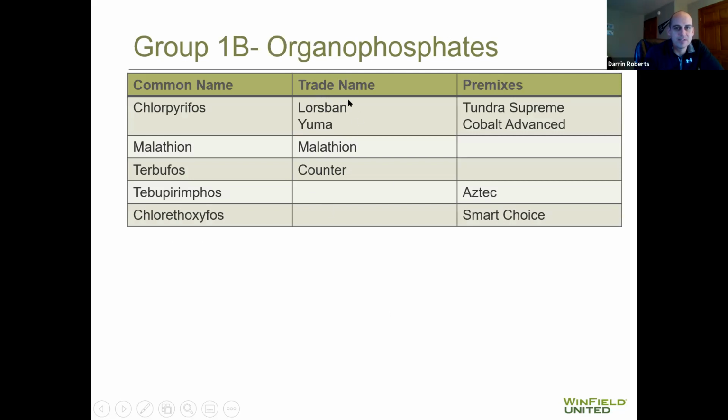Different products under this: Lorsban and Yuma. Of course, premixes. Winfield United has Tundra Supreme, and then there's Cobalt Advanced, which also has that as well. Some of the other ones, malathion would fall under this category. Counter would fall under it as well. And like I said before, these chlorpyrifos containing products, we're not going to be able to use those moving forward.